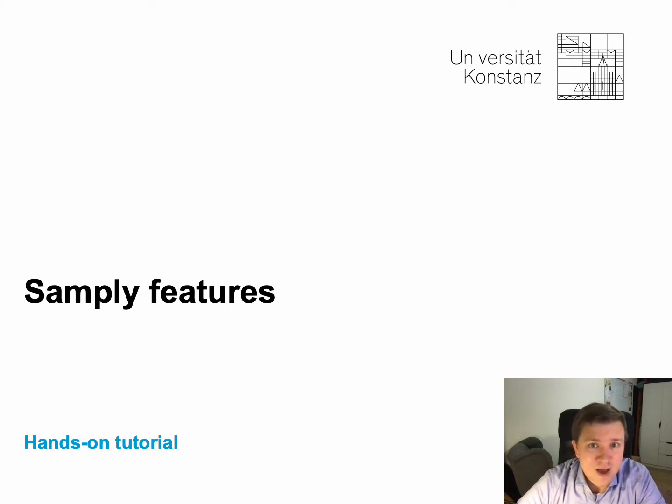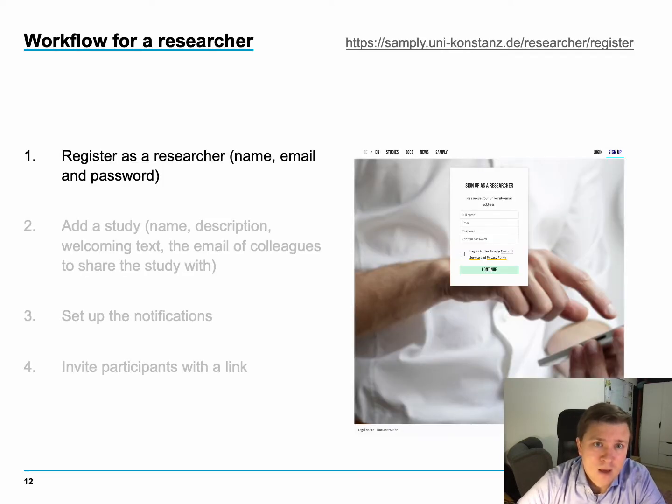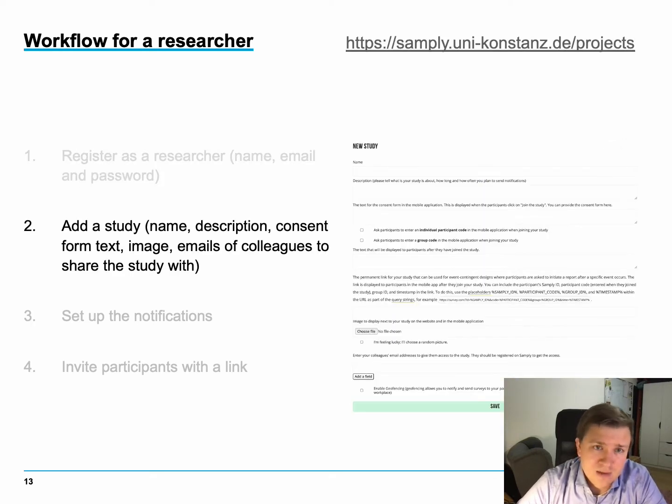And now let's look at how you can use Samply. If you start to use Samply as a researcher, at the first step you register an account on the website. We ask you to provide the university email address so we can verify your account. Samply is intended to help researchers, so we don't support any commercial use of Samply such as for marketing or advertisement. At the next step, you create a new study by giving it a name, description, and the consent form text. This information is displayed to the participants in the mobile app.